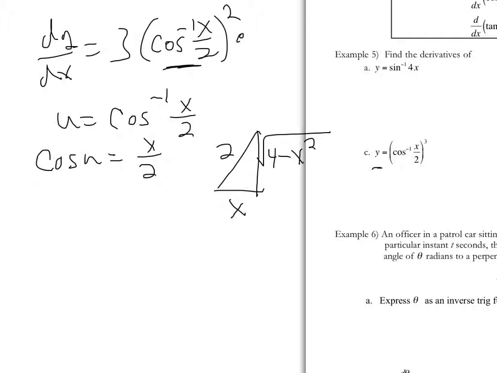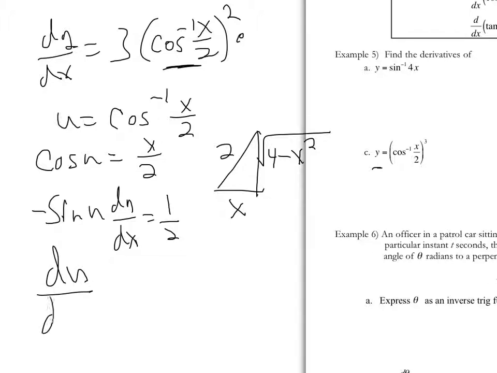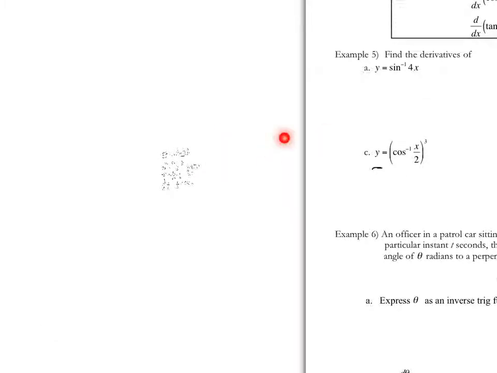So now I'm going to take the derivative of both sides. I'm going to get negative sine u du dx equals the derivative of x over 2, which is 1/2. Now I'm going to divide both sides by the negative sine u. So du dx equals, now dividing by the sine is the same as multiplying by the reciprocal of the sine, which is the cosecant. So now if this is angle u, the cosecant is hypotenuse over opposite.